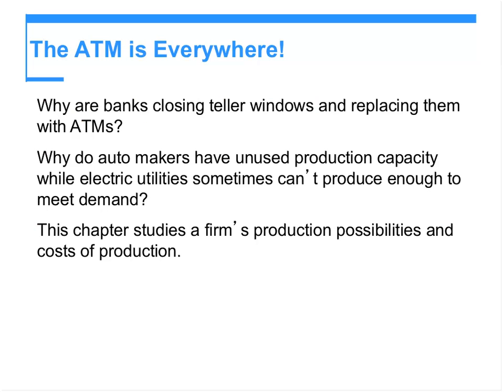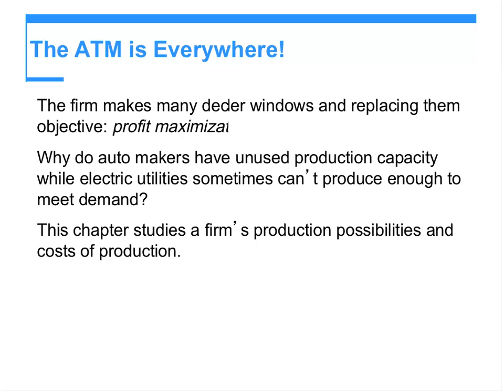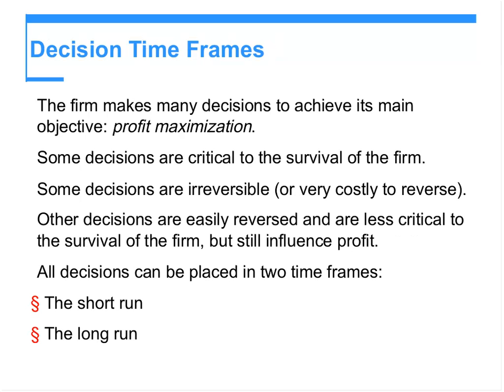So today, our cost evaluation is going to help us answer all of these questions. As you can see, this chapter studies the firm's production possibilities and cost of production. Decision time frames. What is that? The firm makes many decisions to achieve its main objective, profit maximization. As you know, one of the main bottom lines of any business is profit maximization or profitability. So we do anything to reach this profit maximization.